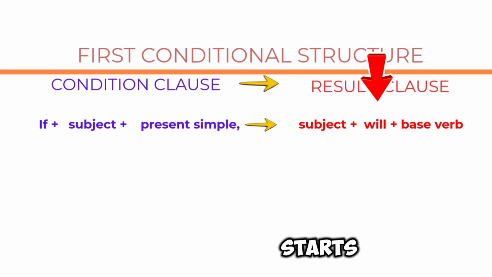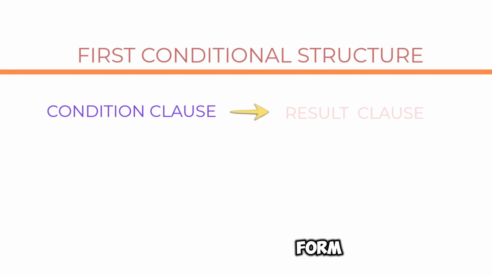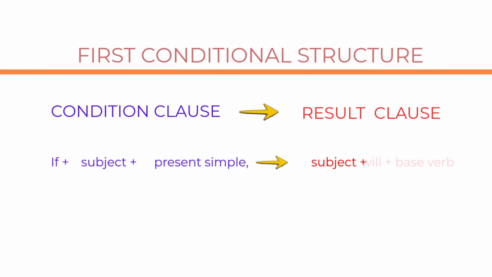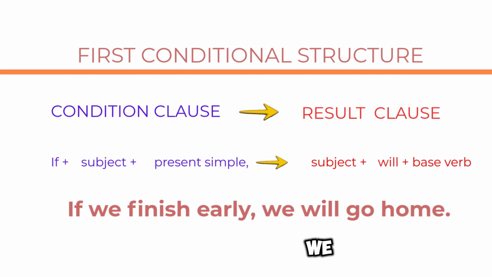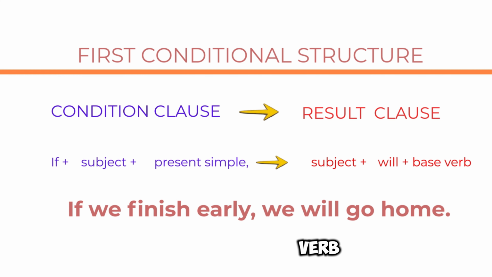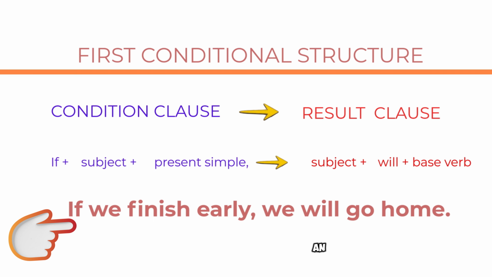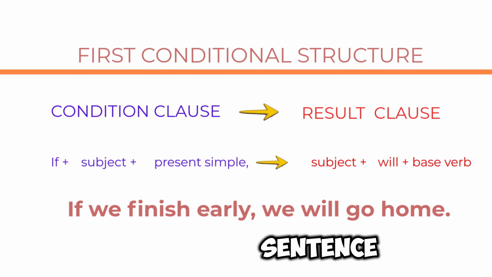That is, it starts with will, and will is followed by the verb in its infinitive, that is, in its base form. Example: if we finish early, we will go home. The verb in the condition clause is finish, and it is in the present simple form. What is the verb in the result clause? If you said go, you are right, but the verb is will go. It's in the future simple tense. This is an example of a first conditional sentence.